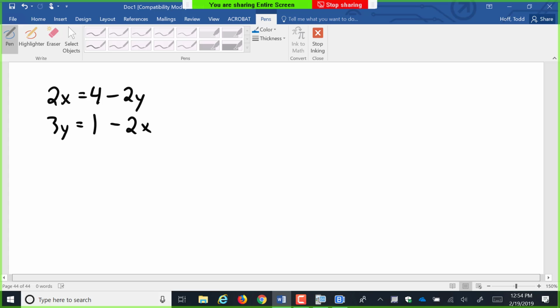Are we doing the addition elimination? Yes, trying to do addition elimination. So get everything to line up. You got it. We've got to get our variables lined up. We've got to have the x's, the y's, the equals, and then our constants, right?